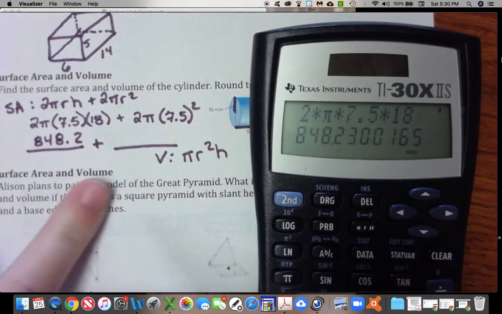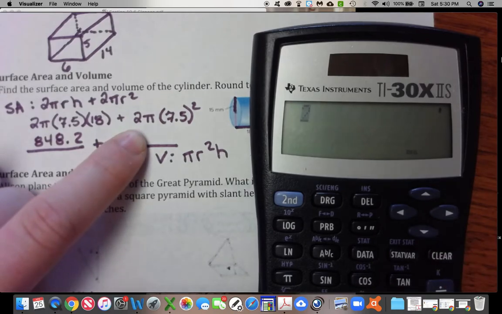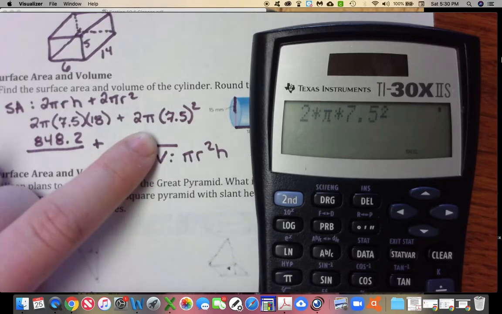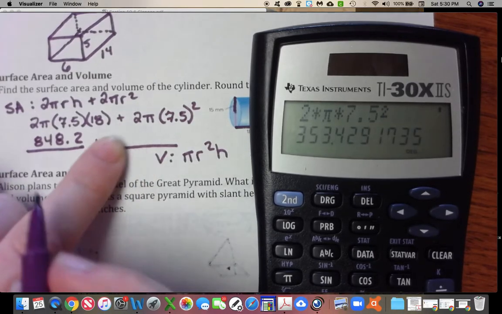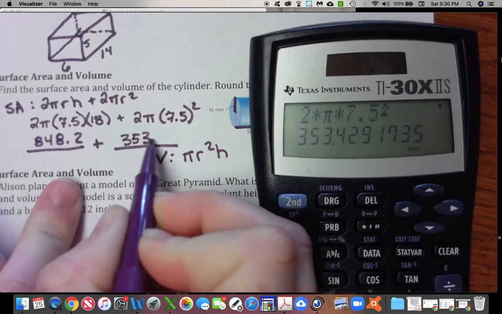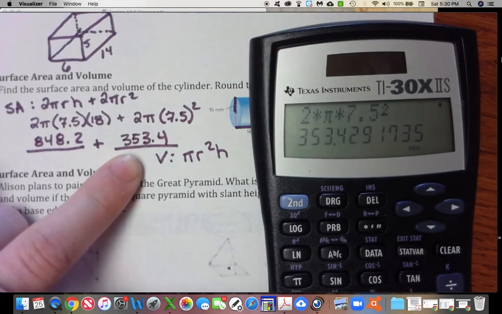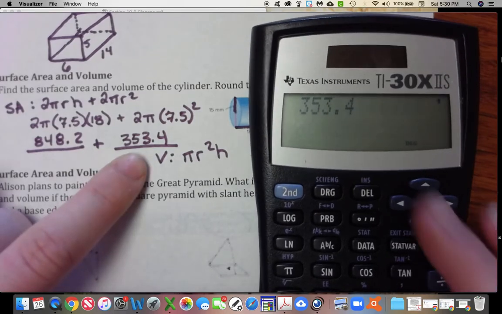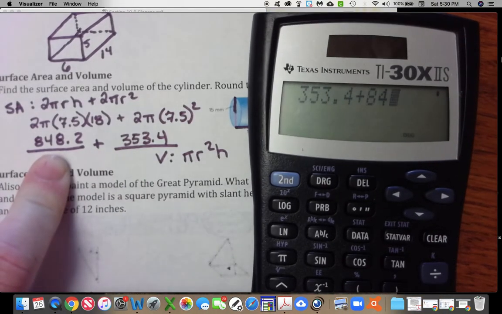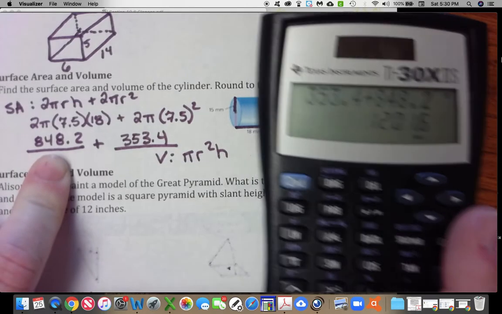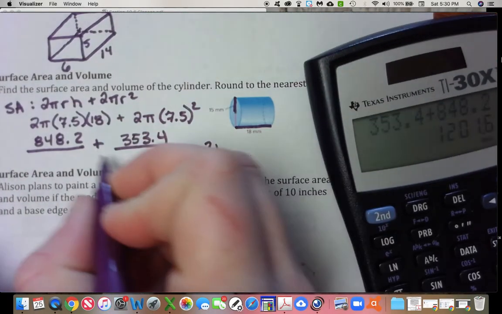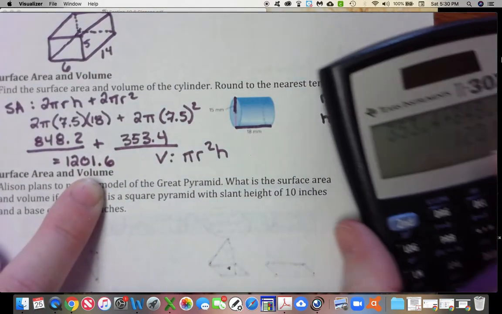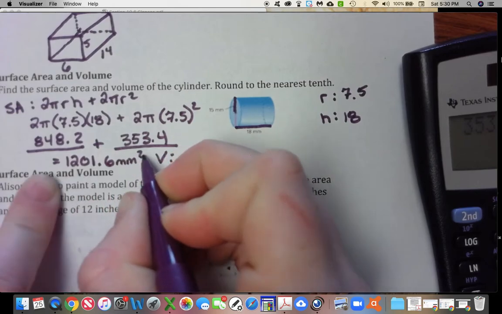Okay, then I'm going to go 2 times pi times 7.5 squared. And that gives me 353.4. Okay, and then if I add those together, 353.4, I could have just left that in my calculator, but that's okay. 848.2, if I add those together, I get 1201.6. So 1201.6, and that is in millimeters, and surface area is squared, okay?